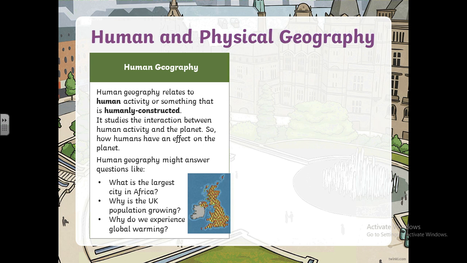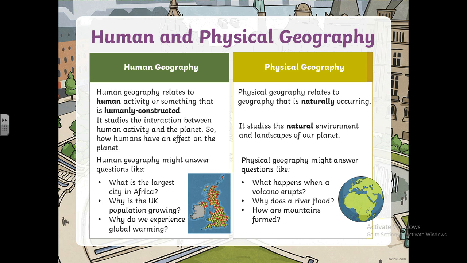But then you also have physical geography, and this relates to geography that is naturally occurring. So whether humans were here or not on the planet, whether this would happen with or without us, it studies the natural environment and landscapes of our planet. So physical geography might answer questions like, what happens when a volcano erupts? Why does a river flood? How are mountains formed? You notice all of these things, volcano, river and mountain, they're there whether humans are there or not. So it's something that's naturally occurring with or without human interference. Humans can have an effect on physical geography, but we're talking about the things that naturally occur.